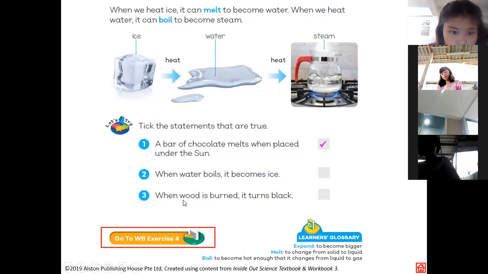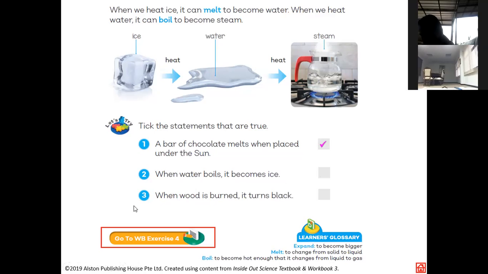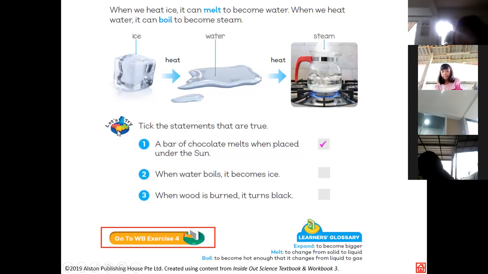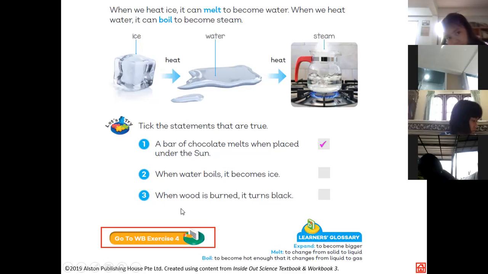And number three. When wood is burned, it turns black. Okay, when you burn the wood, does it turn black? Yes or no? When you burn the wood, what is the color after? Yes, so you check number three. So number one and number three are true statements.